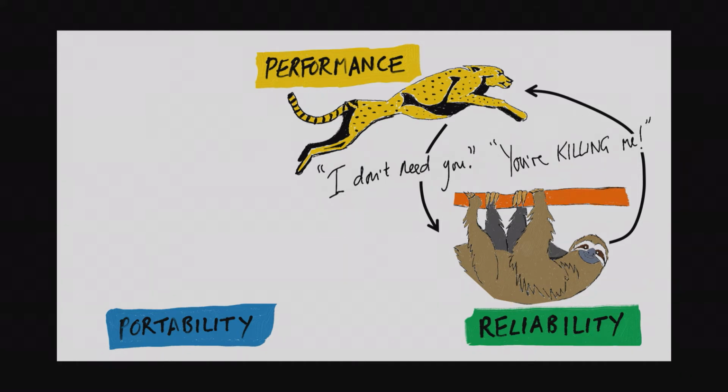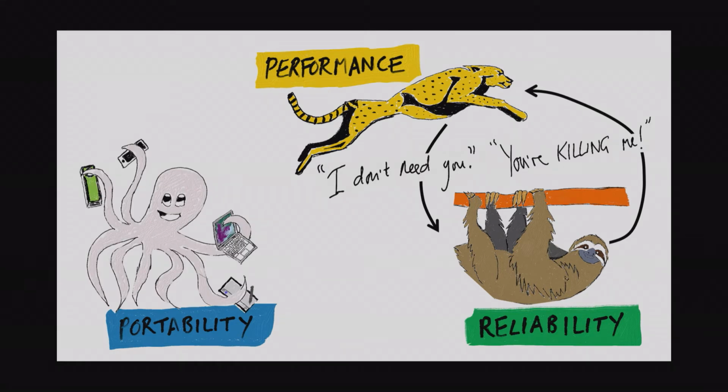And then portability is like this really annoying octopus at the side who says, here's an iPhone, here's a Surface, here's a laptop, here's a GPU. Make it run efficiently on all of them. Make it run reliably on all of them. And well, the sloth and the cheetah, they just don't speak to the octopus because it's tough enough to make software run well, reliably on one platform or with high performance on one platform, let alone getting it running on all of this diverse array of platforms.